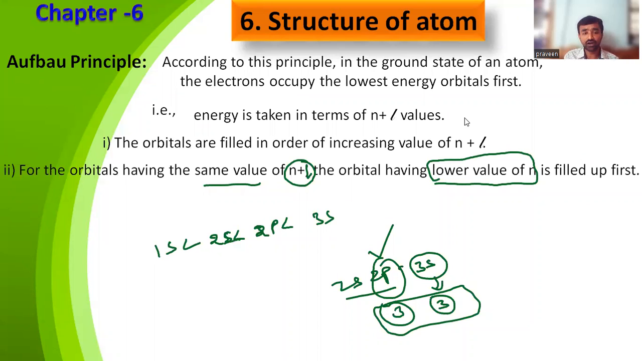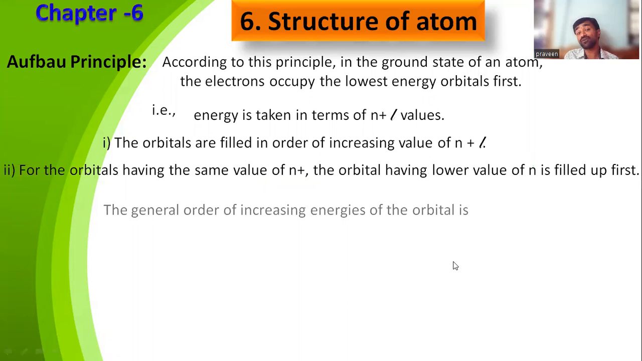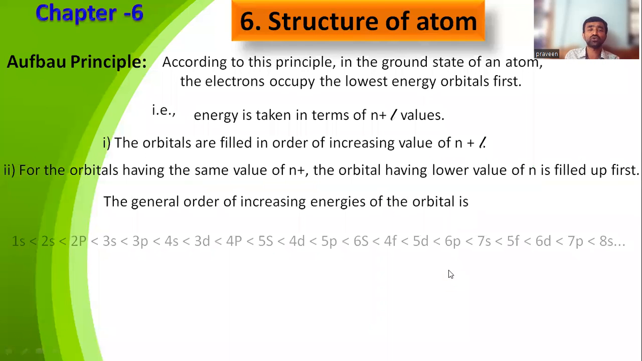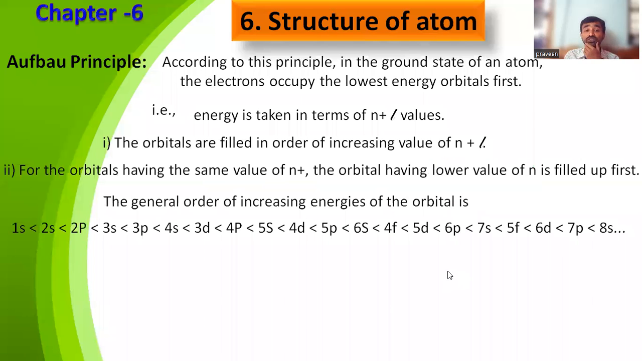So according to that, the general increasing order of orbitals is taken like this: 1s, 2s, 2p, 3s, 3p, 4s, 3d, 4p, 5s, 4d, 5p, 6s, 4f, 5d, 6p, right? So like this, I arranged. Is there any confusion in this? Give me a quick reaction. How I arranged in the increasing order.